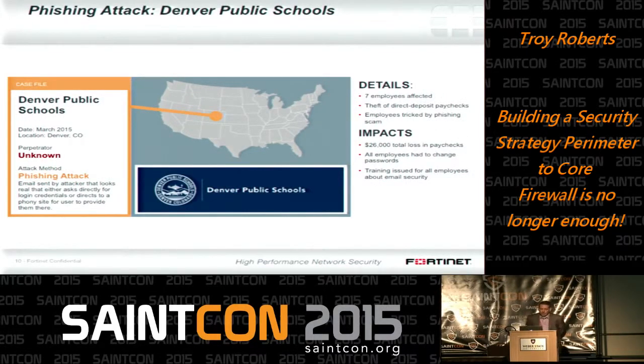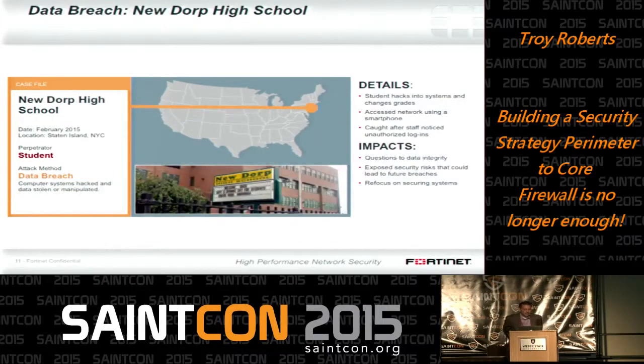Denver Public Schools, phishing attack. And the presenter right before me talked a lot about phishing. And you can see how easy people are tripped into a phishing attack, right? This one targeted teachers, 7 employees clicked on the link. It cost $26,000 in lost paychecks. And of course, then it forces everybody to go change passwords and react to those data breaches.